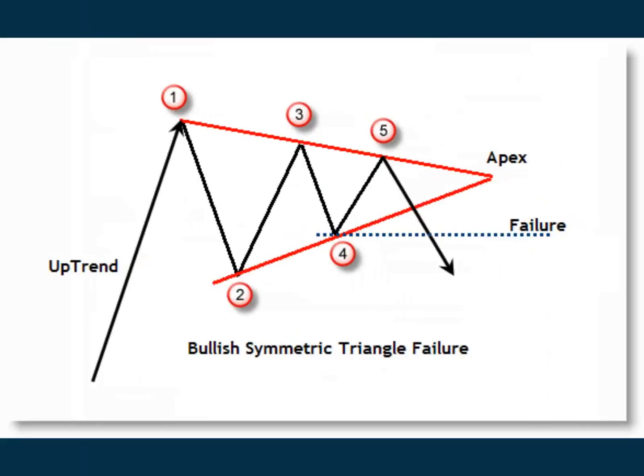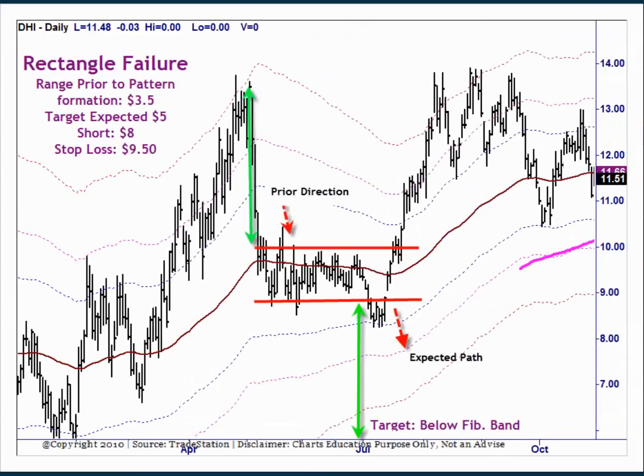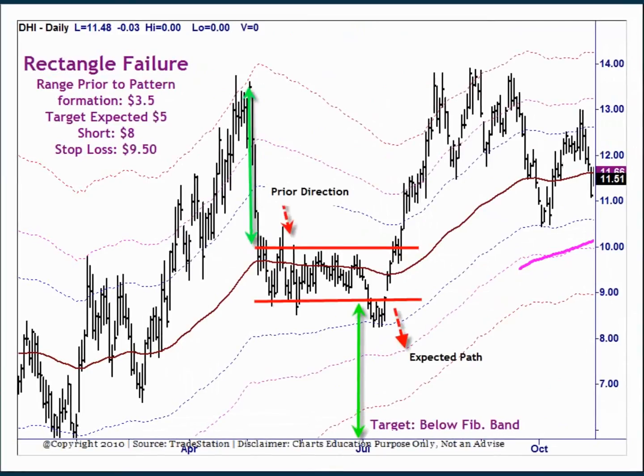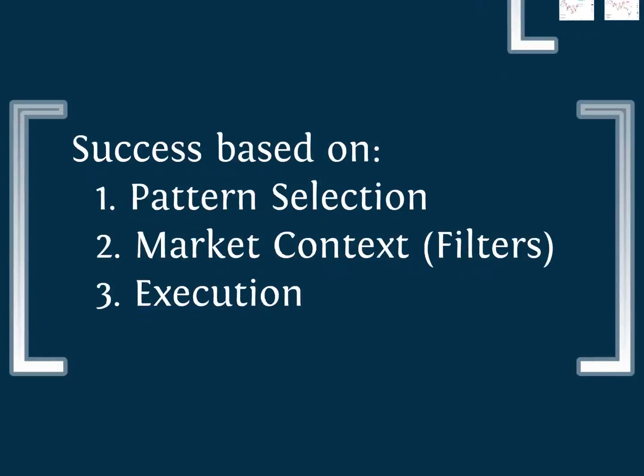And this is what my research is. I'll be showing this, and this is another rectangular failure. So now we know how the failures occur. Now let's look at what the success is based on.